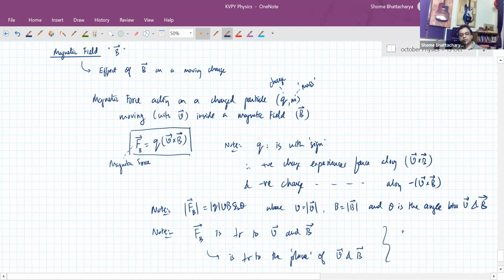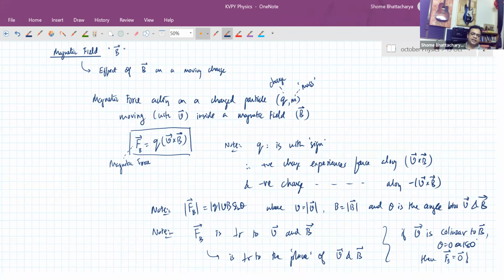And of course, if v is collinear, that is, theta is 0 or 180 degrees to B, then there is no magnetic force. Or for that matter, if v is 0, then there's no magnetic force. So a particle at rest or a particle moving parallel or anti-parallel to the magnetic field will not experience any magnetic force. It must have a velocity which has some perpendicular component with respect to the magnetic field.